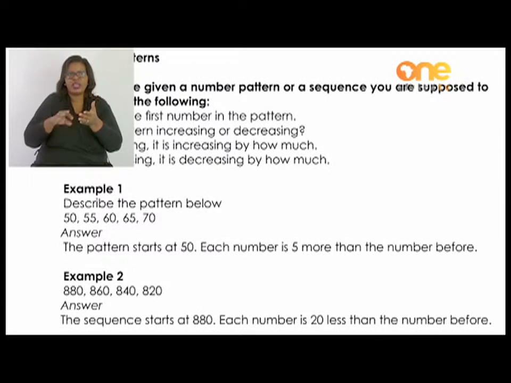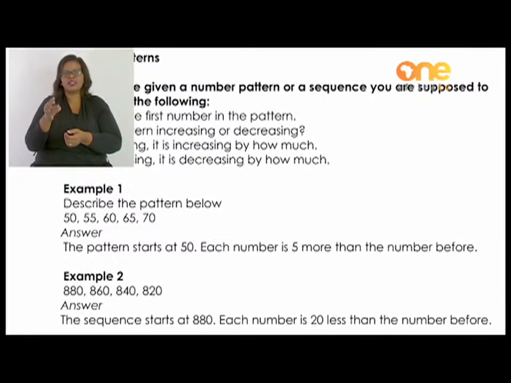Let us look at the first example. We are supposed to describe the pattern. That pattern is having 50, 55, 60, 65, and 70. The first thing is to identify the first term. So our pattern is starting at 50. Then, if you are starting at 50 and going to 55, it means we are going up. So we are supposed to see we are going up by how many? So we are going to say 60 minus 55, we get 5. So it means each term is having 5 more than the previous one. That is why we end up having 50, 55, 60, 65, 70.